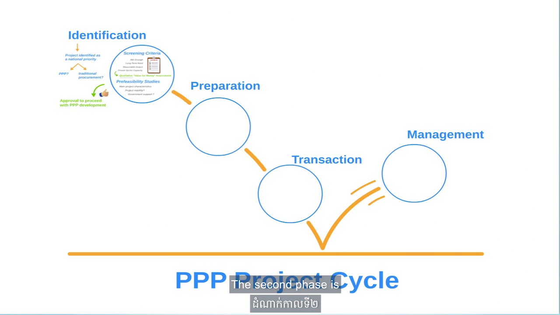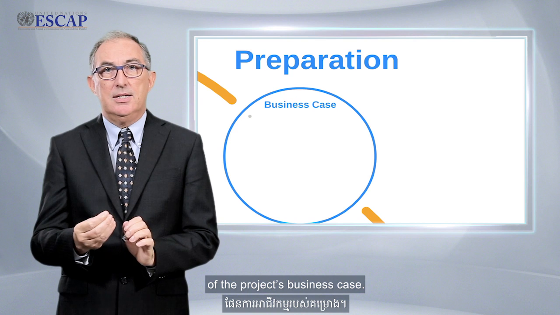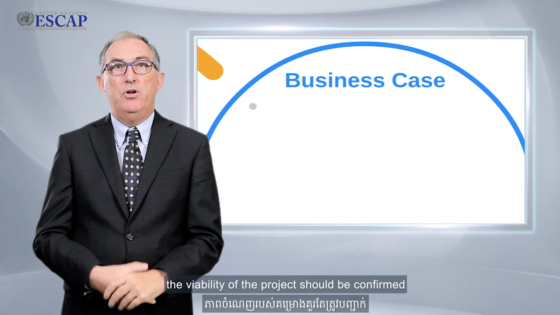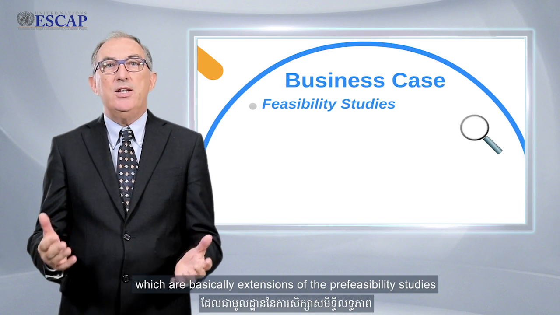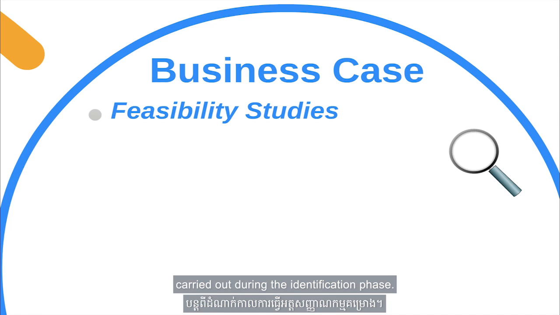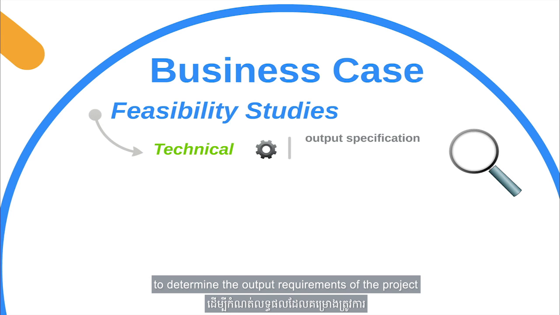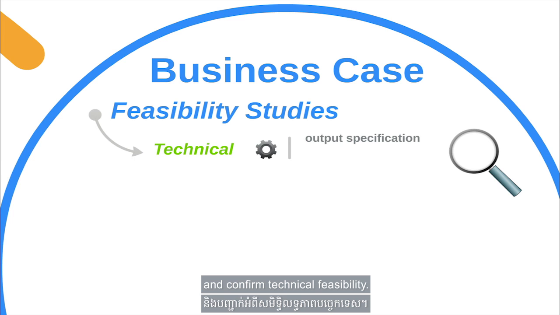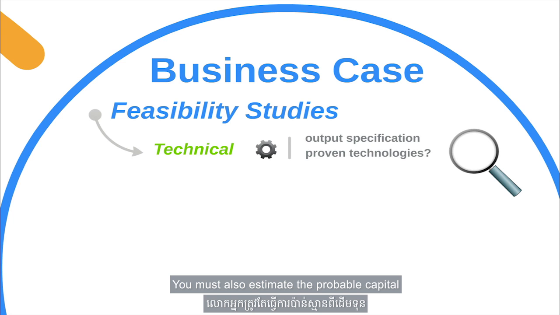The second phase is project preparation, which begins with the preparation of the project's business case. First, the viability of the project should be confirmed through full-scale feasibility studies, which are basically extensions of the pre-feasibility studies carried out during the identification phase. You must then conduct technical studies to determine the output requirements of the project and confirm technical feasibilities. You should seek to answer questions like, are established technologies capable of delivering the project objectives? You must also estimate the probable capital and operational costs of the project.